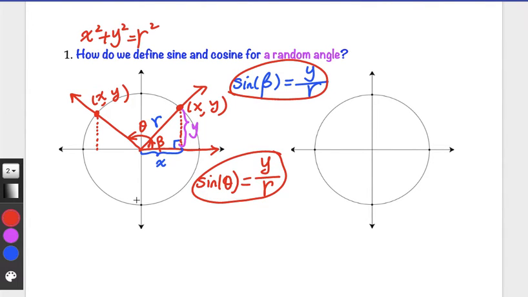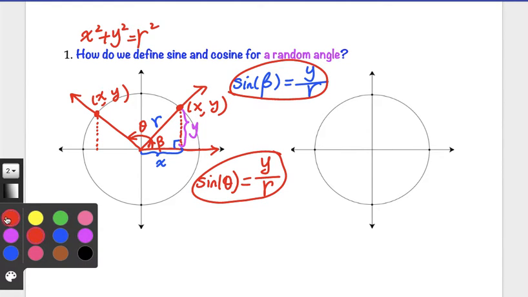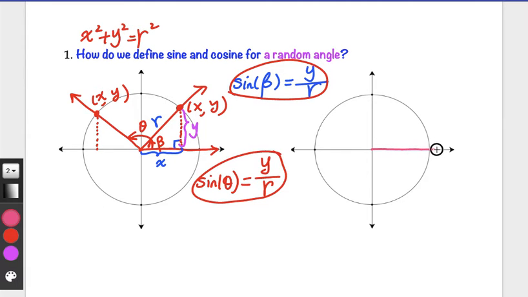Now, let's go back to check how we define cosine. Same thing, let's use a different color. I'm going to draw a random angle, with the initial ray starting on the positive side of the x-axis, and then this is the terminal ray. This circle is x squared plus y squared equal to r squared, and the terminal ray intersects the circle at (x, y). Similarly, I'm going to draw a right triangle to help me define the cosine. I'm going to call this angle alpha. Again, this is just another Greek letter. You probably heard this letter before.